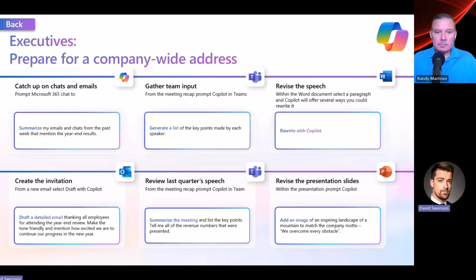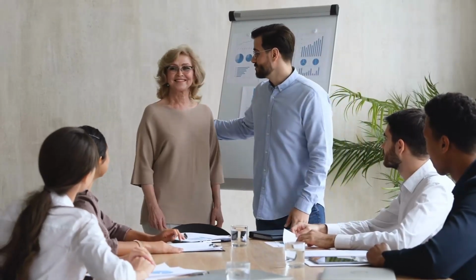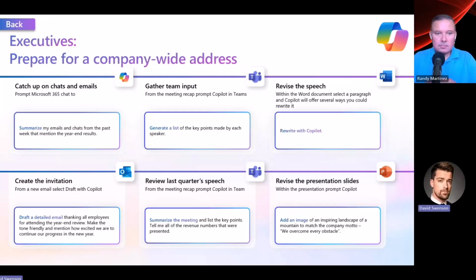Then you want to move forward a little bit and say, okay, now I want to go into Copilot in Teams from a specific meeting that we had. Let's say I went in and had a sales meeting or a company development meeting or whatever it might be. And I want to ask my Copilot on that meeting to generate a list of key points made by each speaker so I can include that in my write-up.